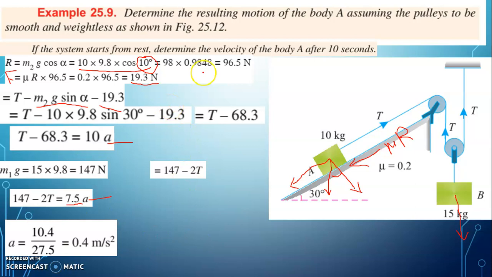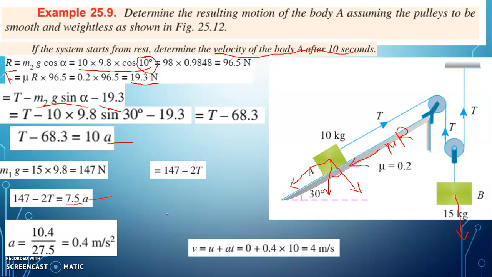So in the question, we have asked to find out the velocity of the body after 10 seconds. We got the equation V is equal to u plus at. As the block started from rest, the initial velocity can be taken as 0. And we are calculating the velocity after 10 seconds. So the total velocity can be written as V is equal to u plus at. u is equal to 0, a we already calculated as 0.4 and t is 10 seconds. So 4 meter per second is our total velocity. Okay. So we will go to the next problem.